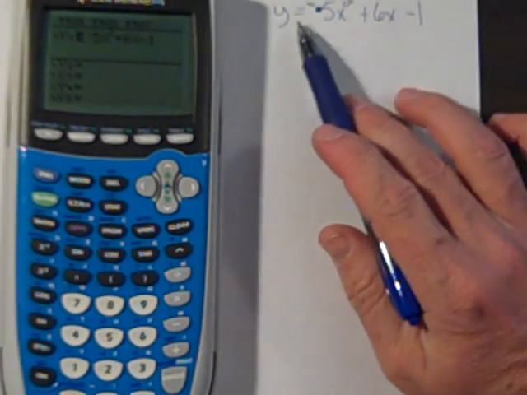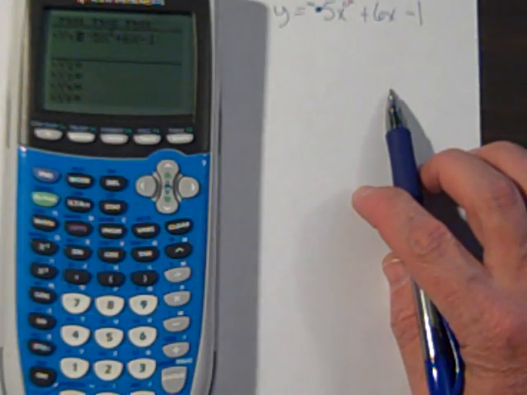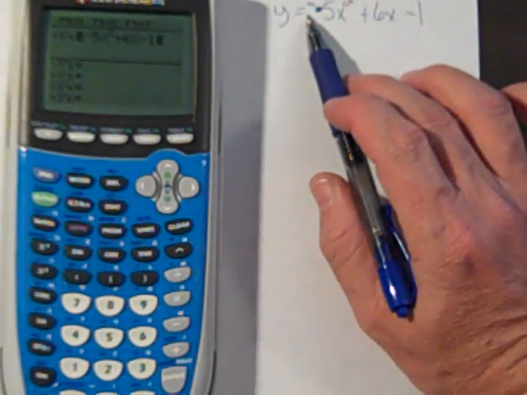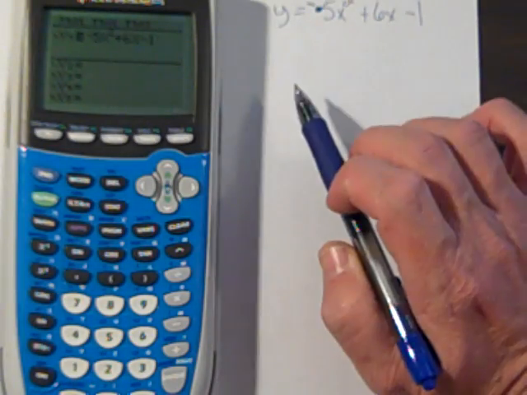Okay, right now we're going to be solving a quadratic equation by graphing. Here's my equation, y equals negative 5x squared plus 6x minus 1.